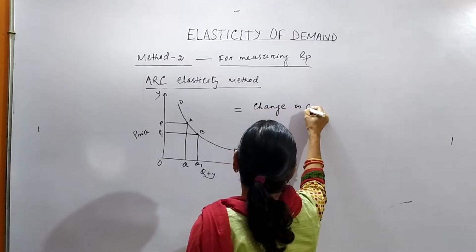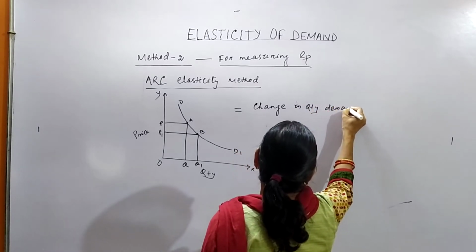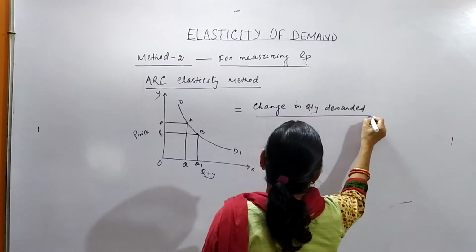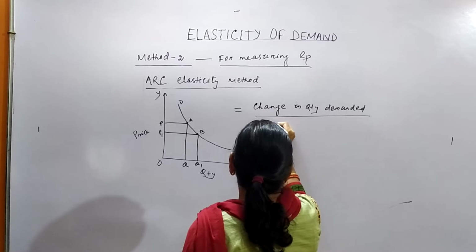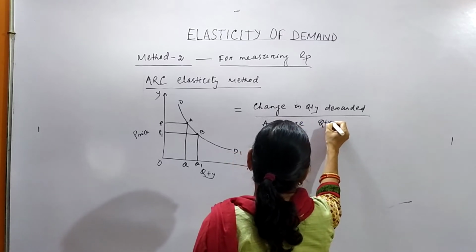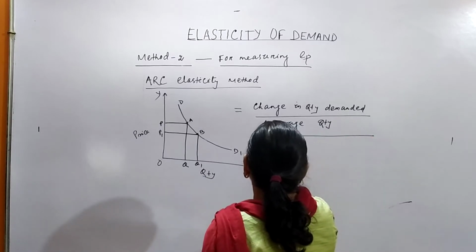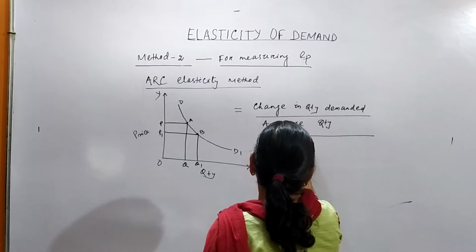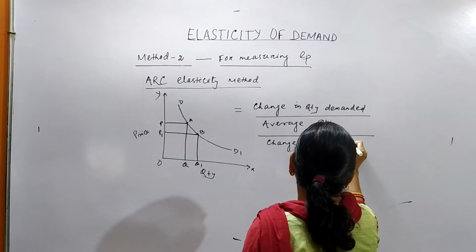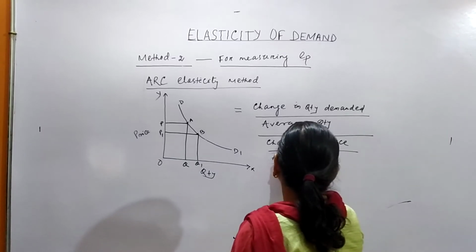change in quantity demanded by average quantity, whole divided by change in price divided by average price.